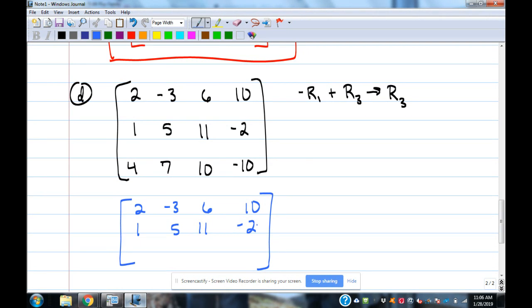Row 3 is the only one that is going to change. And it's going to change by this set of instructions. Opposite of row 1 plus row 3. So the opposite of 2, negative 2 plus 4, positive 2. Opposite of negative 3, positive 3 plus 7, 10. Opposite of 6 plus 10, 4. Opposite of 10 plus negative 10, negative 20.